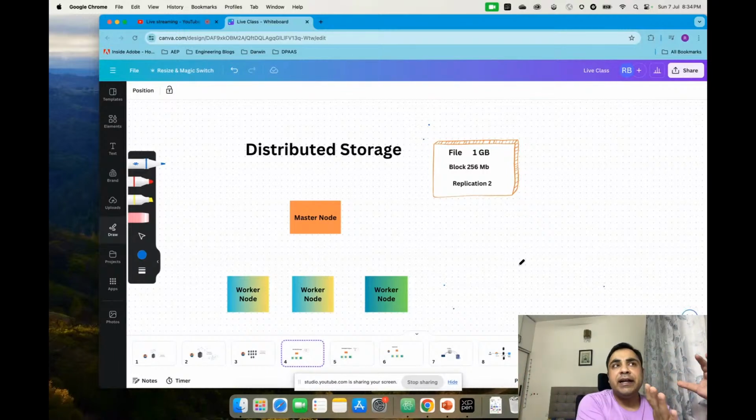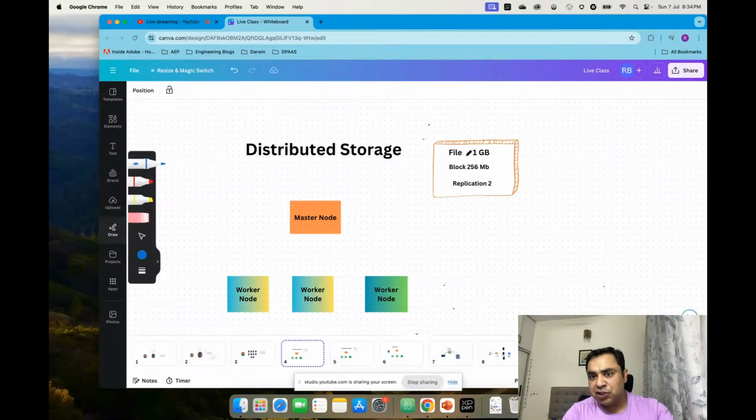In terms of storage, it has a system, Hadoop distributed file system, where it would have a master node and it would have worker nodes. So basically, let's say you have to store a file of 1 GB, and then there is a concept of block. Usually in a normal file system, our block size is very small, but in a distributed system, our block size is on the higher side. For example, by default, let's say the block size is 256 MB. What does it mean? That your 1 GB file will break down into 256 MB blocks. That means four blocks would be there.